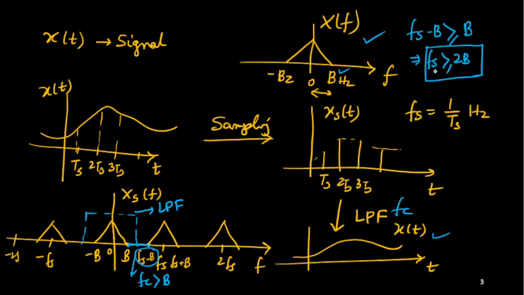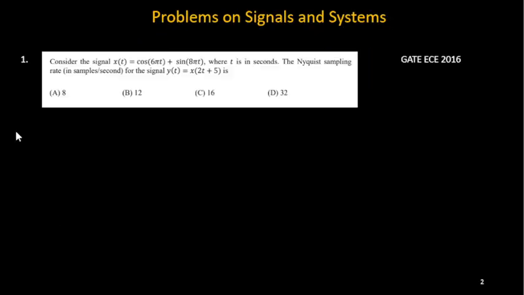Right. Now consider the first problem. What is the signal here? Just see, what is x(t)? x(t) is given as cos 6 pi t. This is a periodic signal. Another component is sin 8 pi t. So what is the frequency of this one? It's a periodic signal.